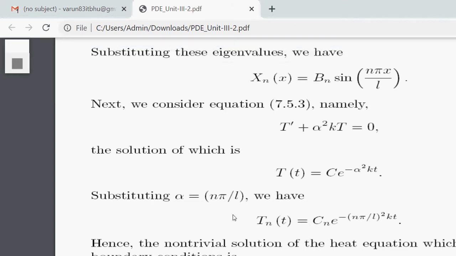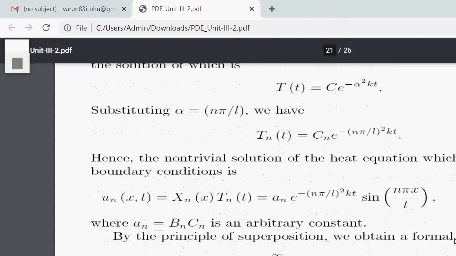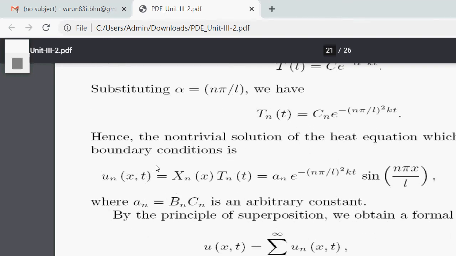So this is an arbitrary constant. So the solution of the given differential equation is u(x,t) = summation n = 1 to infinity u_n(x,t), and that will be summation n = 1 to infinity A_n e to the power minus (n pi by L) squared kt into sin n pi x by L.